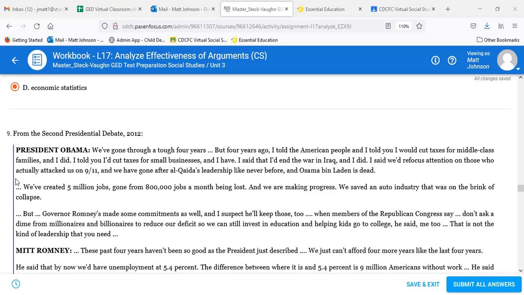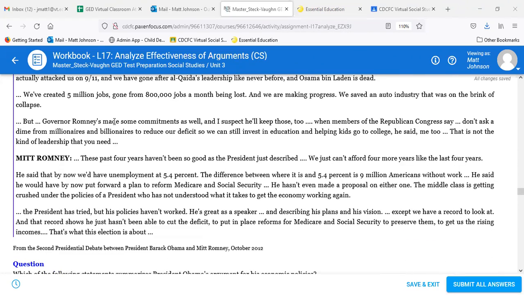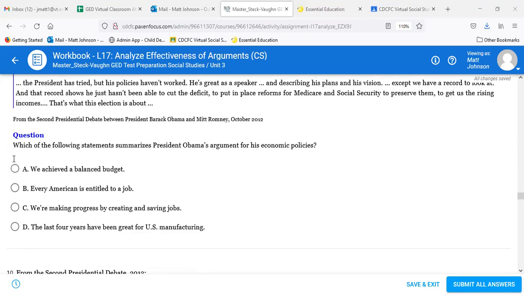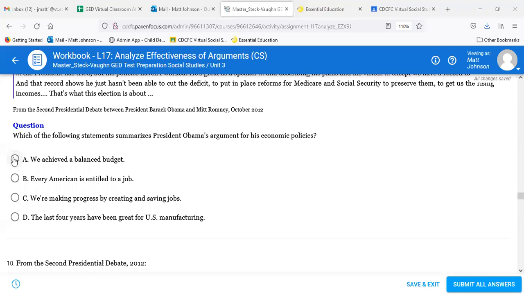And 9, let's go to Sasha Gay, if you could read 9 for us. Which of the following statements summarizes President Obama's argument for his economic policies?